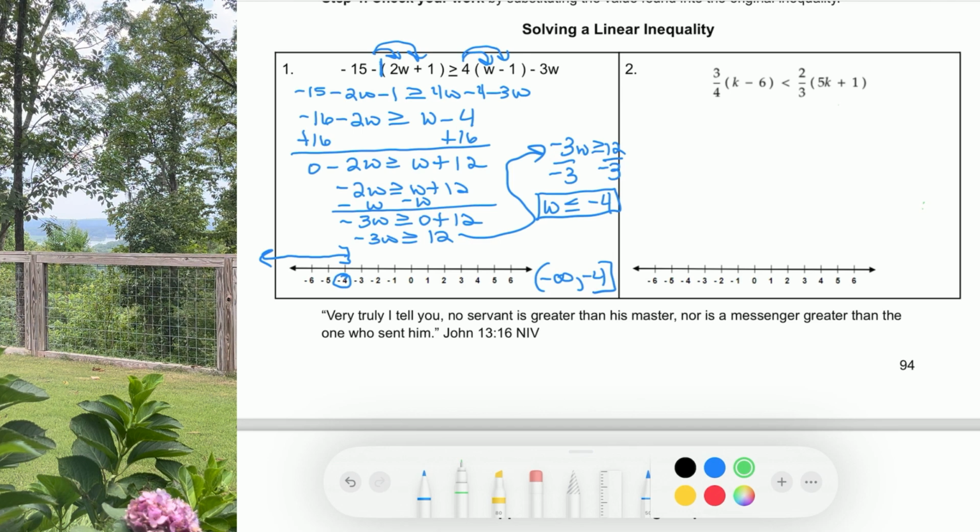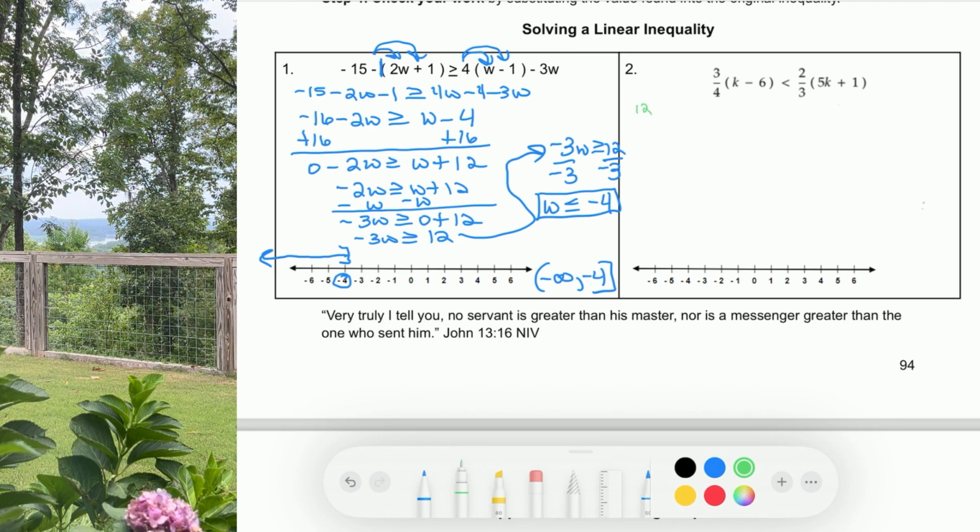Number 2, we have 3/4 times k minus 6 is less than 2/3 times 5k plus 1. The first thing I want to do is get rid of these fractions. I don't want to have to distribute them if I don't have to. So I'm going to multiply them by a number that will cancel out the 4 and the 3 eventually. A multiplication fact that they share is 12. So that's what I'm going to use. I'm going to use 12 over 1.